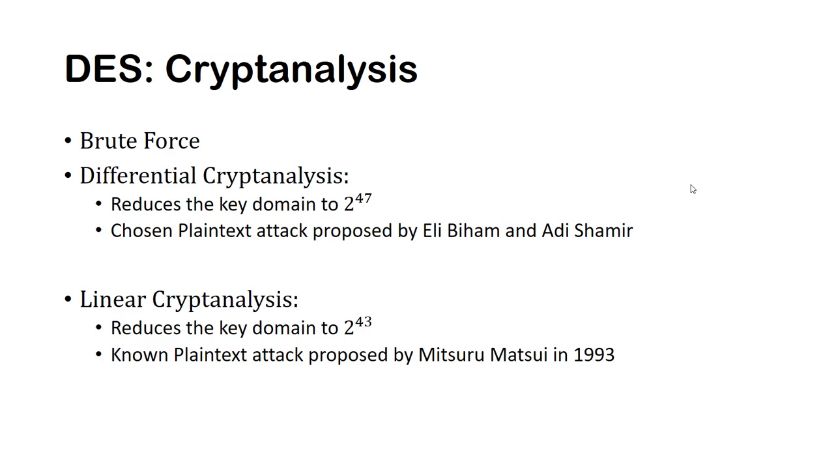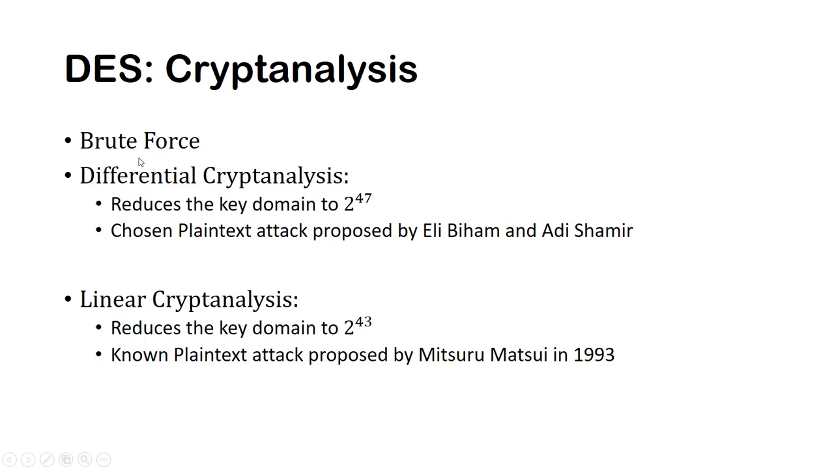And then we have got differential cryptanalysis and linear cryptanalysis. Differential cryptanalysis reduces the key domain to 2 raised to the power 47, and it is a chosen plaintext attack proposed by Eli Biham and Adi Shamir. And linear cryptanalysis further reduces it to 2 raised to the power 43 keys. It is a known plaintext attack proposed by Mitsuru Matsui in 1993.